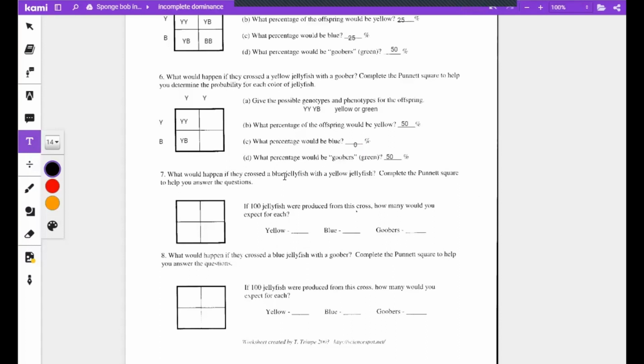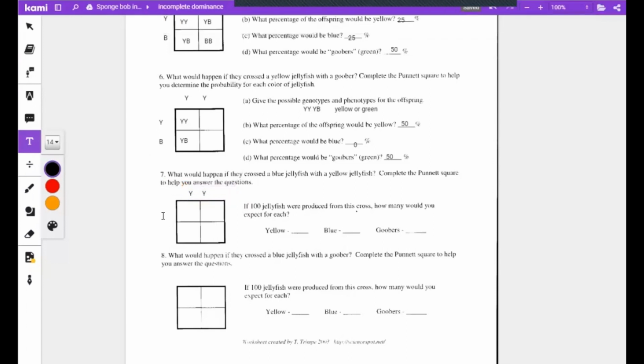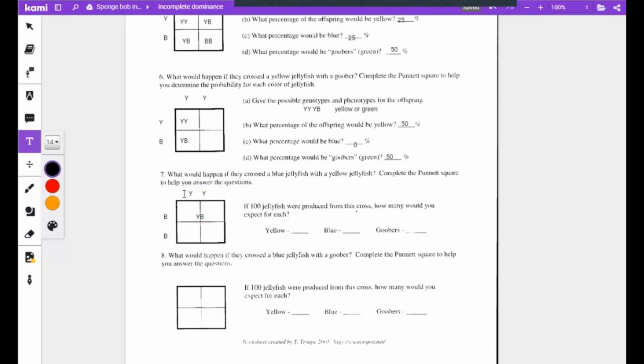What would happen if they crossed a blue jellyfish and a yellow jellyfish? This one's going to be easy too, because we have 2 big Y's, and over here we have 2 big B's. The reason why I say it's easy, I only need to fill out really 1 box. I'm going to put it right in the middle. All of them are going to be that, 100%. I want you to see that 100% of them are going to be YB, YB, YB, YB, that they're all going to be that.